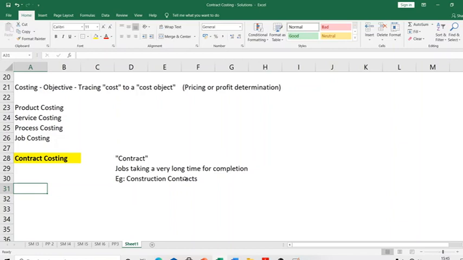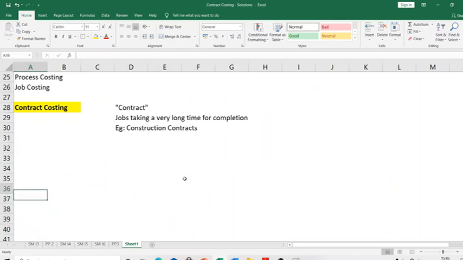So if you look at this kind of thing, cost is incurred across different periods, but the job gets over only at the end of a certain specific point in time in the future. So there are going to be some peculiar points here that you didn't have earlier. I'll give you a simple example. Let's take a construction contract.